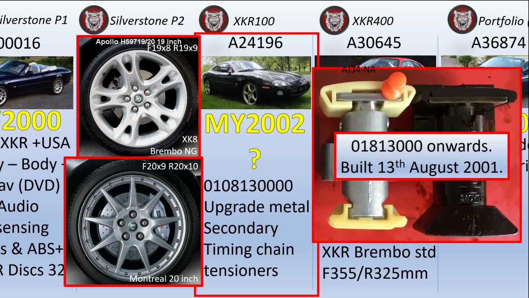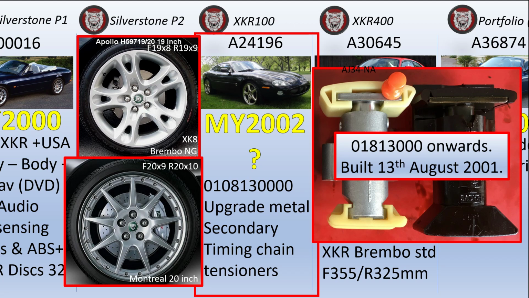One thing I did find was the Apollo alloy wheel came on stream, 19 by 8 on the front, 19 by 9 on the rear. XK8 only, because these are not suitable for Brembo brakes. Also, the BBS Montreal 20-inch alloy came out together with the XKR 100 Special Edition. These were front 20 by 9s, rear 20 by 10s, the same as the Detroit and Paris.